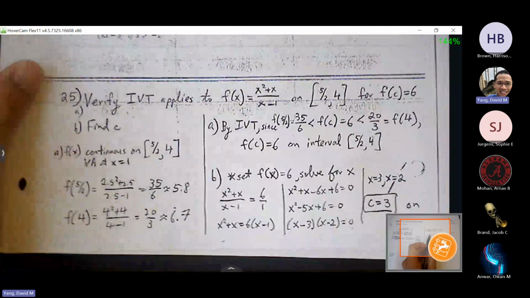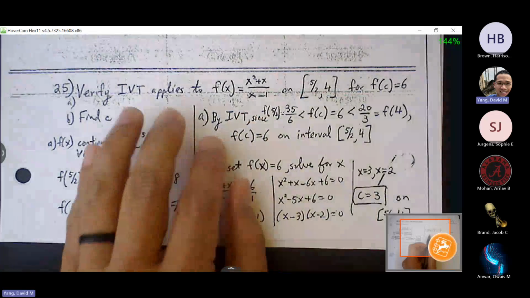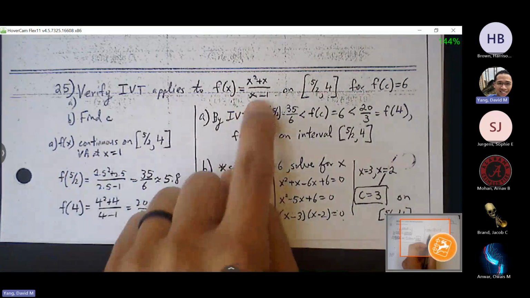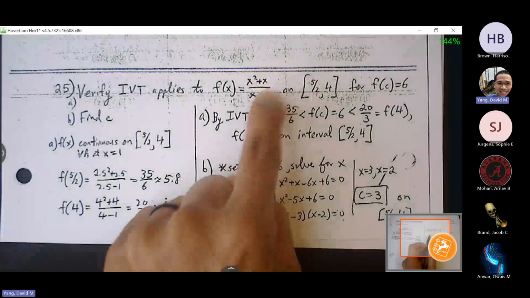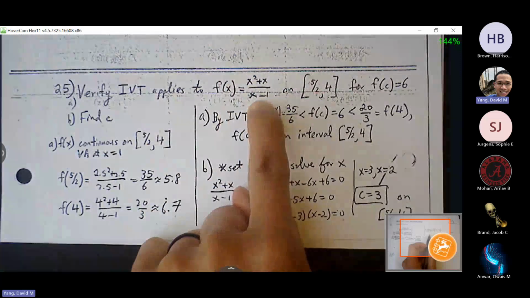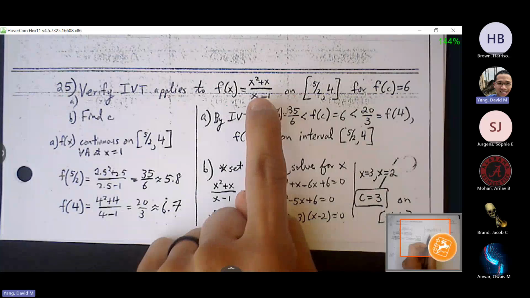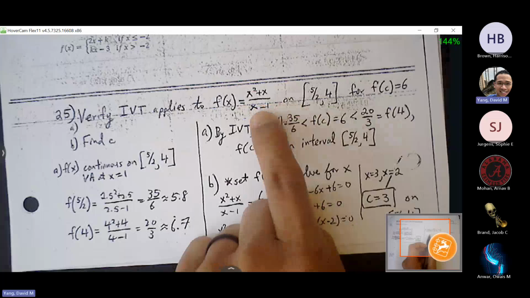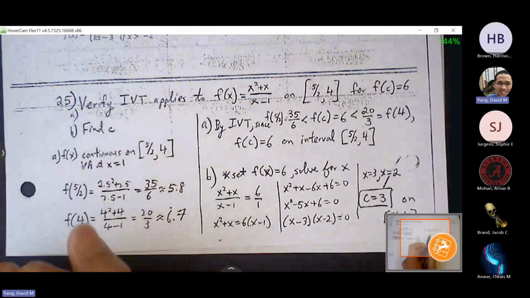Okay, so 25 says verify that IVT applies on the interval from 5/2 to 4. So the first thing is we need to establish continuity. And we know that if there's any issues with continuity, it's going to be in the denominator. So let's look to see if there's any issues in the denominator. There is an issue: x equals 1. That's the only vertical asymptote, the only discontinuity in our function. And we just have to look, is that discontinuity going to affect my interval? It does not affect my interval. My function is continuous. I can move on to my next conditions.